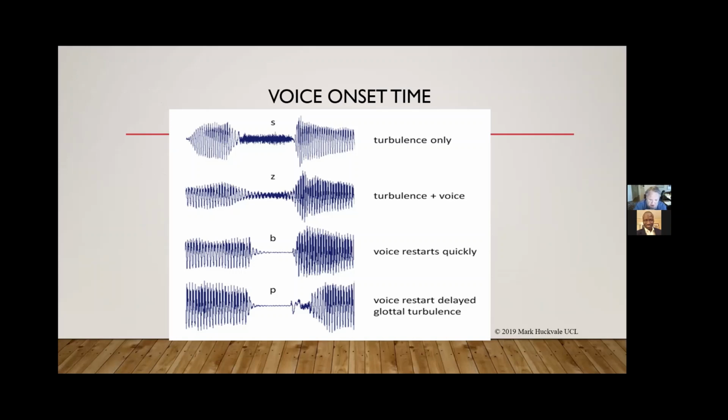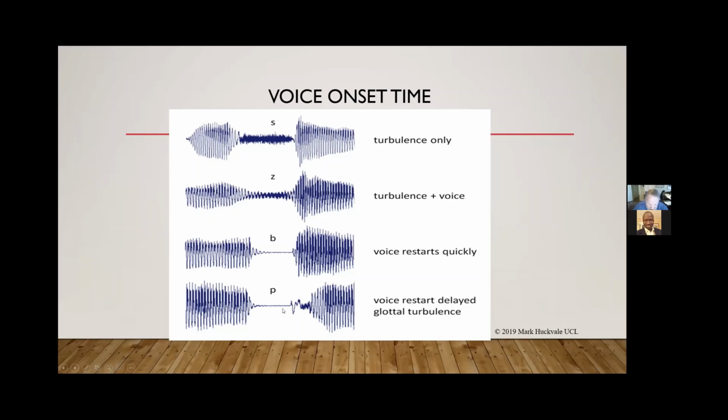So how can you hear the difference in voicing? And the answer is, in B, the voice starts up again quickly. So you have to look at this difference right here. This versus this. The B means as soon as the lips open, the voicing starts right away. So timing, voice onset timing.